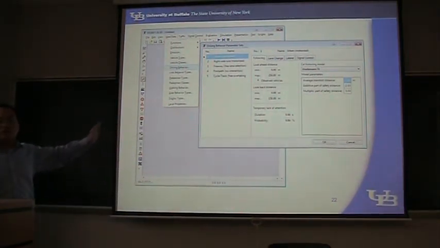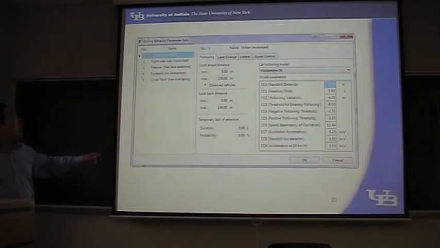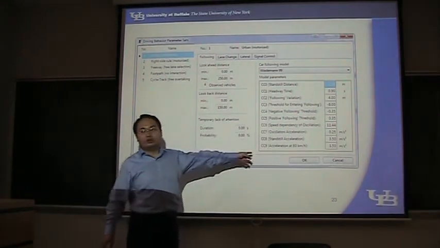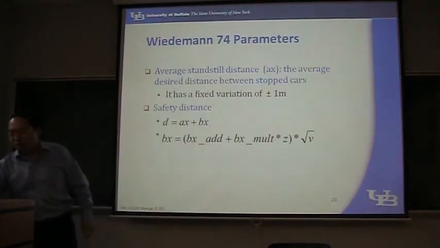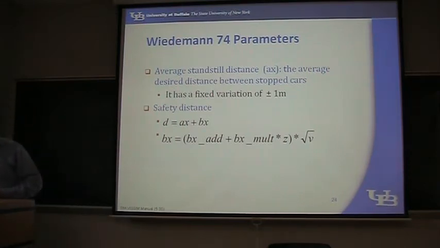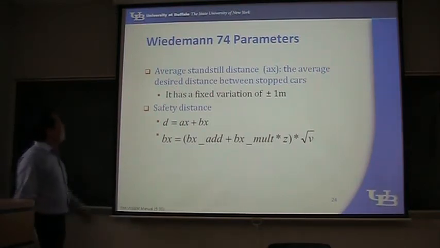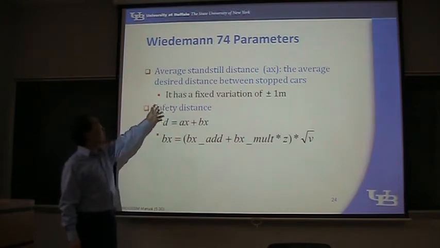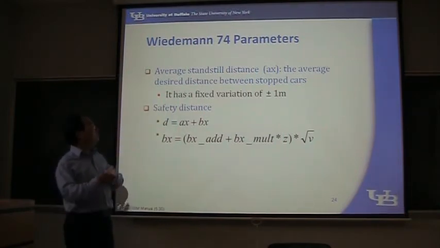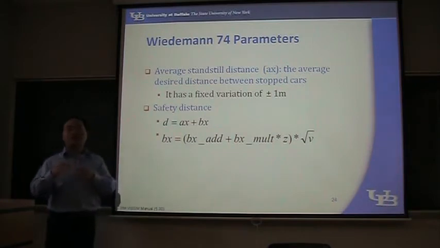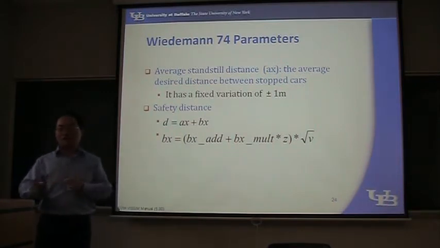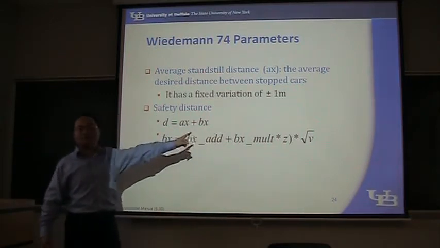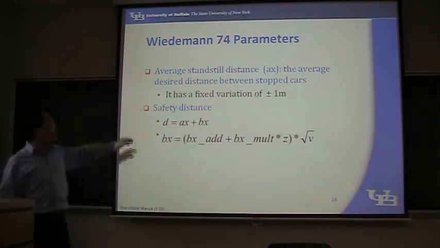This is the dialog where you can choose the car following models. If you change the drop box to Wiedemann 99, you will see 9 parameters to choose. I want to talk about them very briefly. In the 74 model, the first concept to understand is called average standstill distance. This is the average distance between stopped cars. When we stop, we have a distance, and this will have a fixed variation of 1 meter.